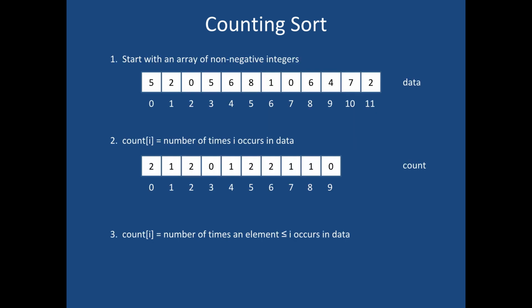Okay. You just sweep through the array, adding every element to the one to its left, right? So 2 and 1 is 3. 3 plus 2 is 5. 5 plus 0 is 5. 5 plus 1 is 6. And so on. So that transforms that array into that form.